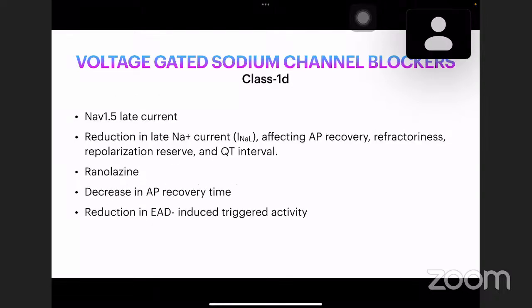Coming to class 1D, these also act on sodium channels, as the class is sodium channel blockers, but they act on the late current. So there will be reduction in the late inflow of the sodium current, effective action potential recovery, increased refractoriness, increased depolarization reserve, and prolonged QT interval. The only drug in this class is ranolazine. So there will be a decreased action potential recovery time and reduction in early afterdepolarization induced trigger activity.